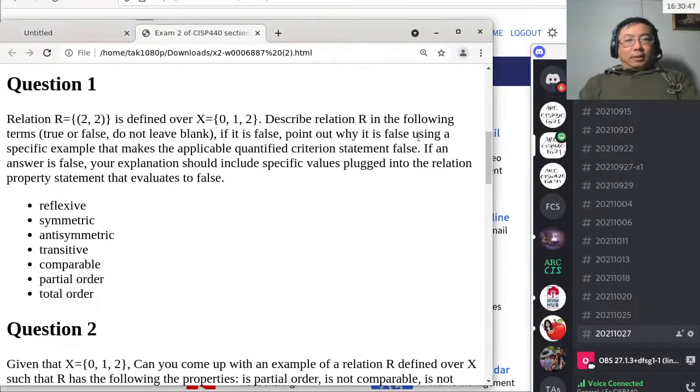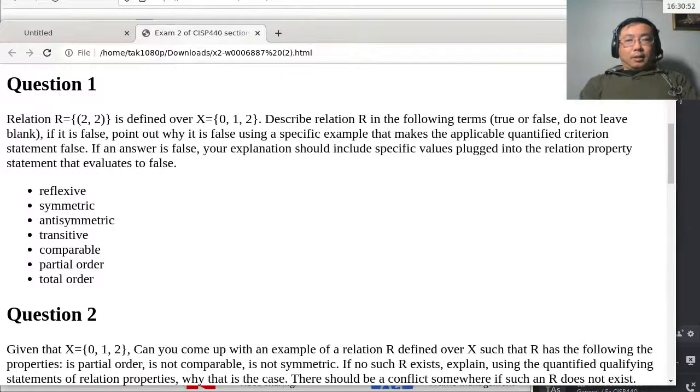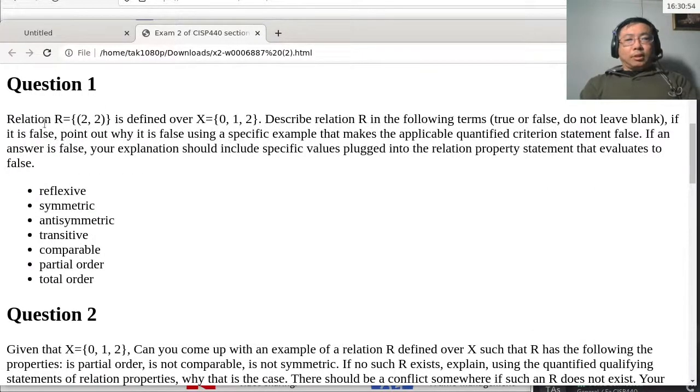So let's go ahead and get started with the questions. Question number 1 is in the format of giving you a particular R defined over a particular X, and we want to describe the relation R in the following terms. Each one needs to be either true or false. You cannot leave it blank. If you leave it blank, there won't be any points for that. Point out why it is false. If it is false, you have to give me an example of what makes this particular attribute false. If the answer is true, then you don't have to do anything.